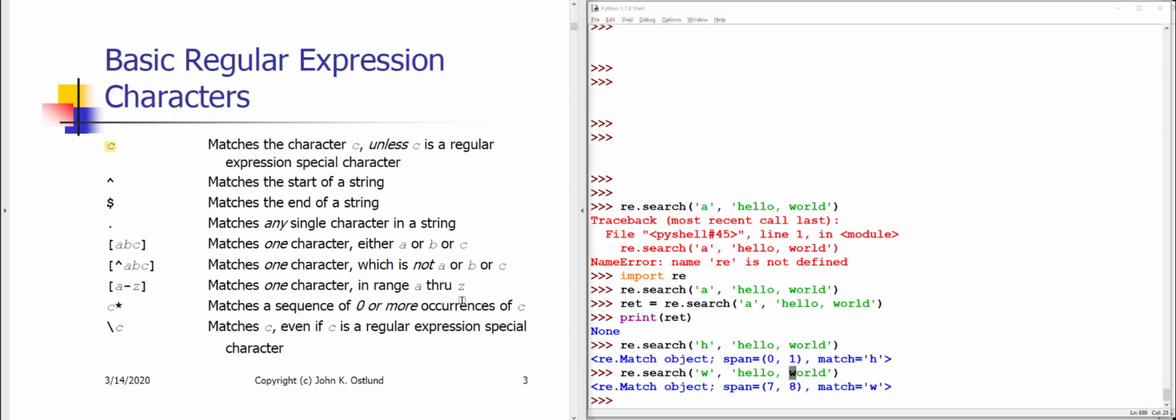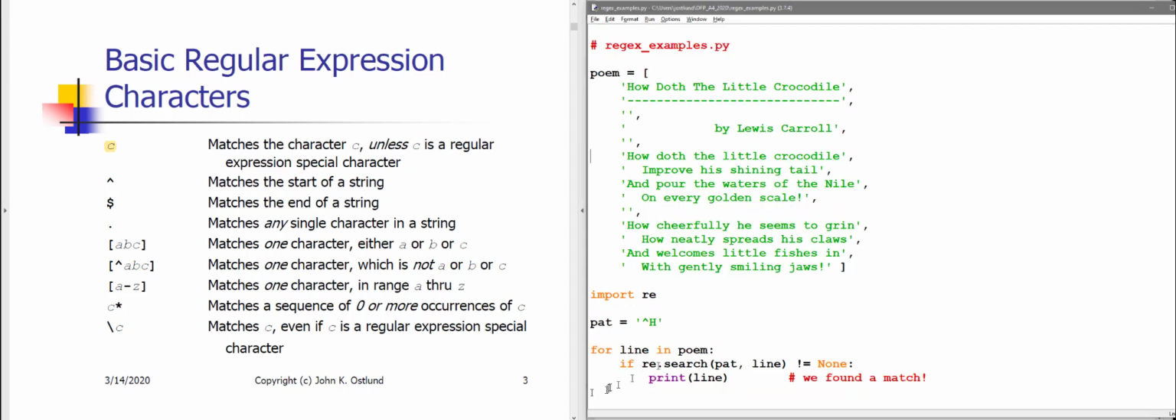Okay, so what's going on in our loop is we're saying for each line in the poem, if the regular expression search does not return none, that means we must have found the pattern in the line, and we're going to print the line. So the upshot of this loop is we're going to end up printing all of the lines in the poem that do contain the pattern. All right, so onward ho.